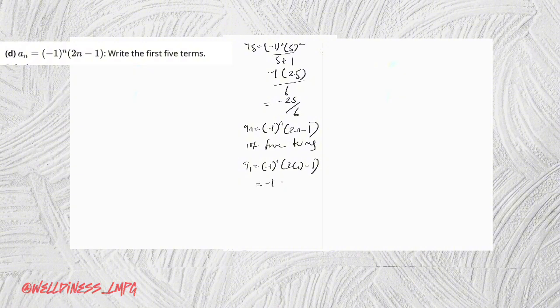So for our A1, when you slot in 1, you're going to have minus 1 raised to the power 1 times 2 times 1 minus 1. And minus 1 raised to the power 1 is minus 1. 2 times 1 will give you 2. 2 minus 1 will give you 1. 1 times minus 1 will give you minus 1.